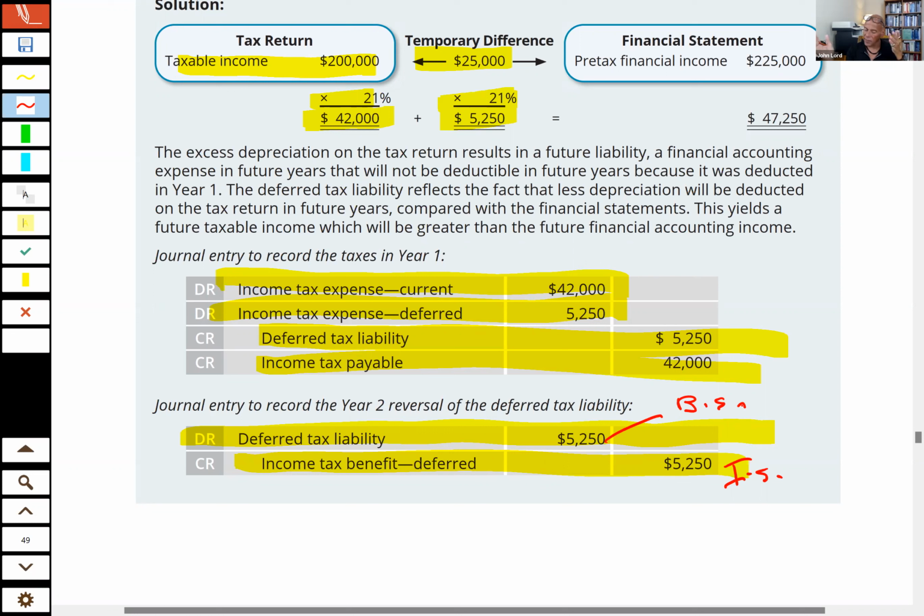Okay. So they'll give me the rates. I don't have to memorize the rates or anything, but I would need to know when to use either the current rate or the enacted rate.